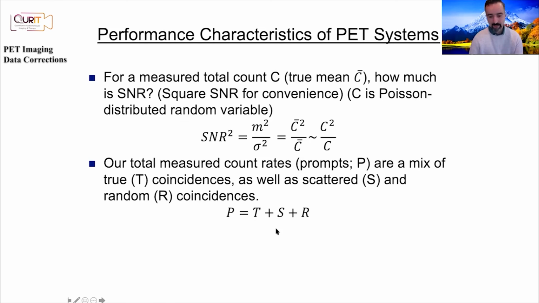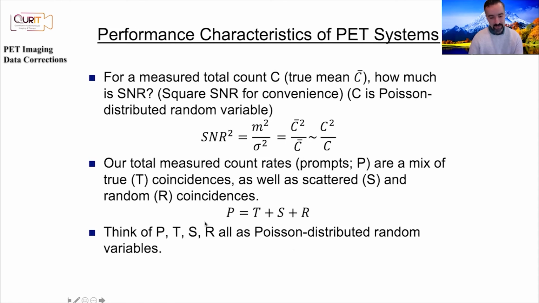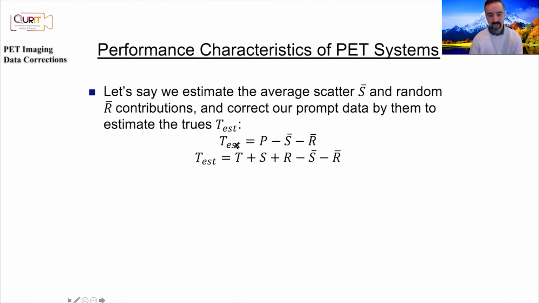So these are all random variables. Just think of it as a Poisson distributed random variable. This is what we are measuring. When we measure total counts in a PET scanner, this is what we're measuring. But we know a part of that is scatter, part of that is randoms. So to estimate the true number of counts, or counts coming from the true coincidence, we're going to have to estimate the scatter and the random counts.